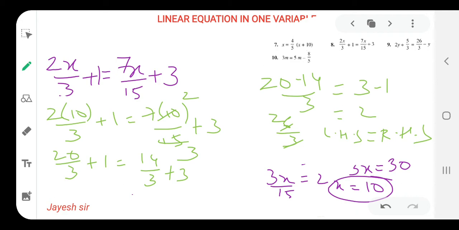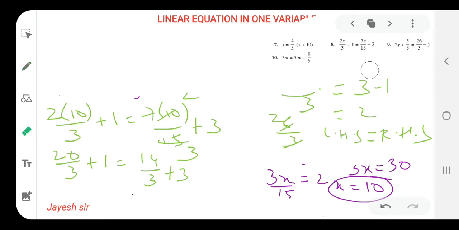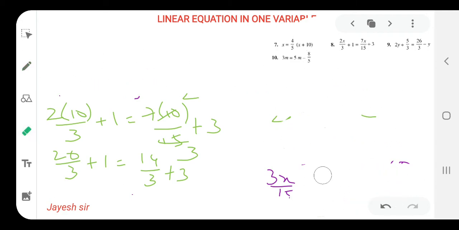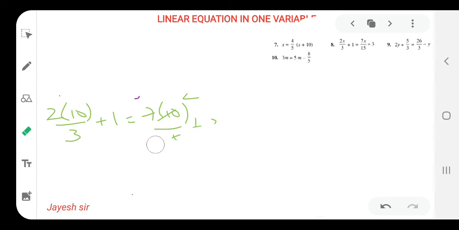So let's solve the 9th sum for the day. And if you understood and cleared the concept, pause the video and try to solve the remaining sums by your own, friend. So let's solve the 9th sum for the day. What is the 9th sum?